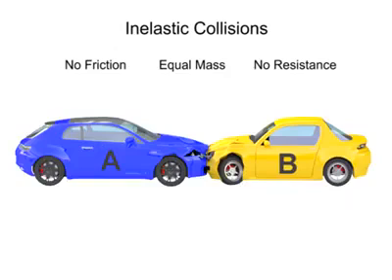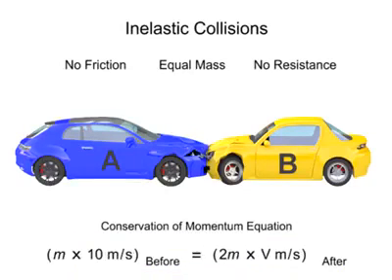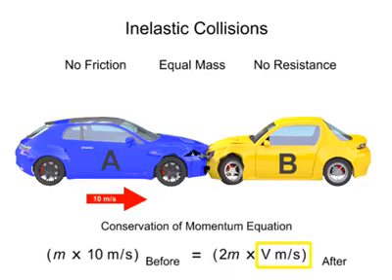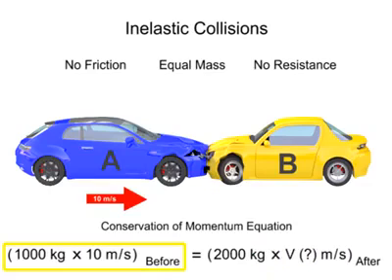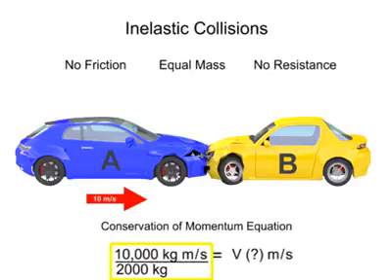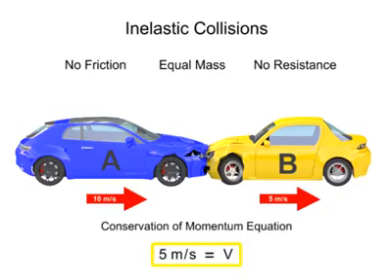The after-collision momentum is easily calculated using the conservation of momentum equation, where the mass of car A times its speed of 10 meters per second before the collision is equal to the mass of car A plus the mass of car B times the final velocity after the collision. Rearranging the equation to solve for the velocity after the collision gives 5 meters per second.